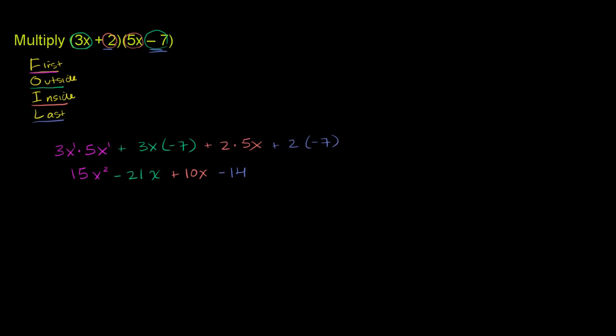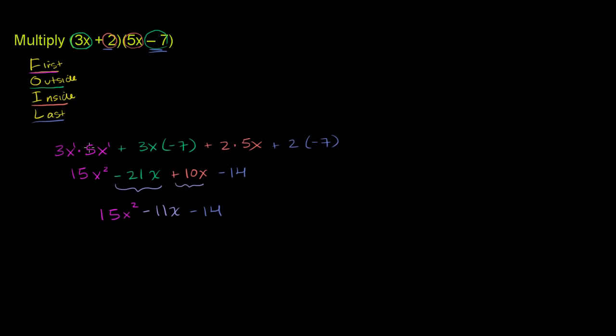We have two terms with an x to the first power, or just an x term right over here. So if you have negative 21 of something and you add 10, or another way, if you have 10 of something and you subtract 21 of them, you're going to have negative 11 of that something. And we put the other terms here. You have 15x squared, and then you have your minus 14. And we are done.